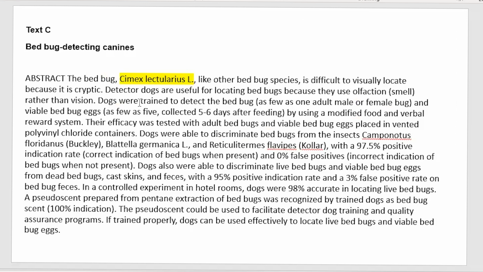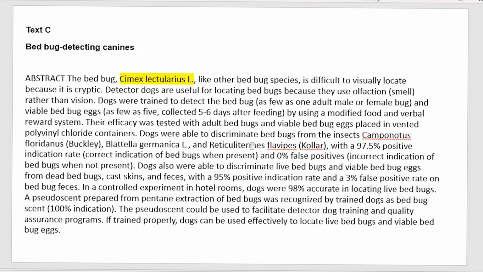Here, abstract. The bedbug Cimex lectularius L., like other bedbug species, is difficult to visually locate because it is cryptic. Detector dogs are useful for locating bedbugs because they use olfaction rather than vision. Dogs were trained to detect as few as one adult male or female bug, and viable bedbugs as few as 5 collected 5 to 6 days after feeding, by using a modified food and verbal reward system. Their efficacy was tested with adult bedbugs and viable bedbug eggs placed in vented polyvinyl chloride containers.